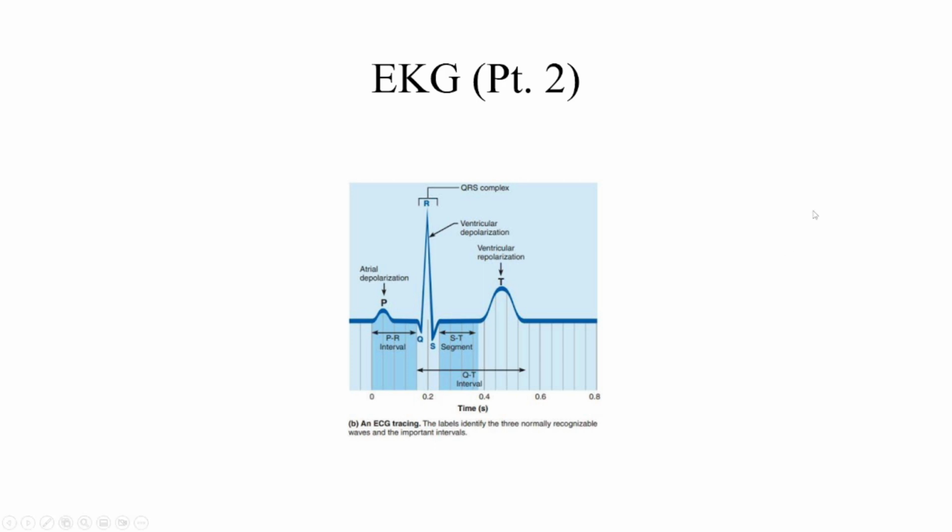So now you have a diagram of what an EKG looks like, along with all the various parts that we talked about. So you've got the QRS complex, the P wave, and so on.